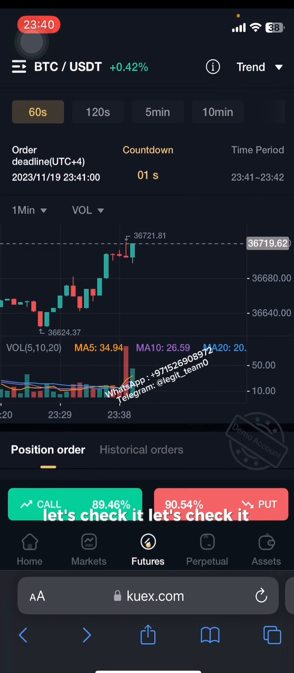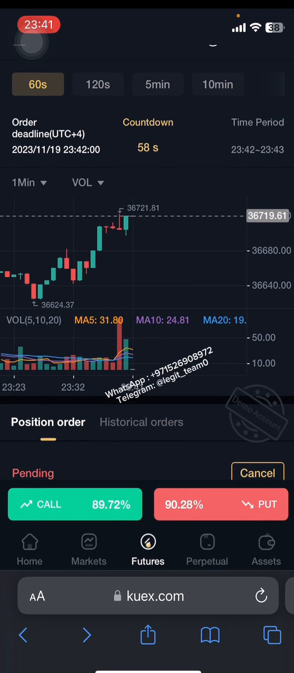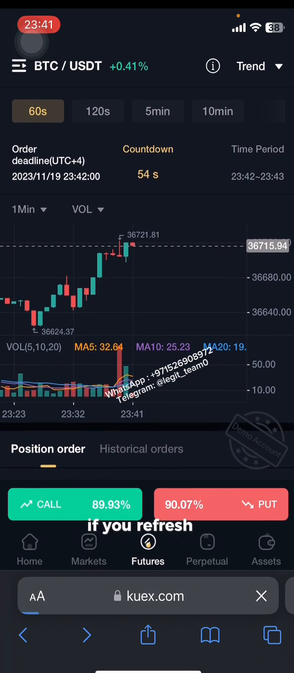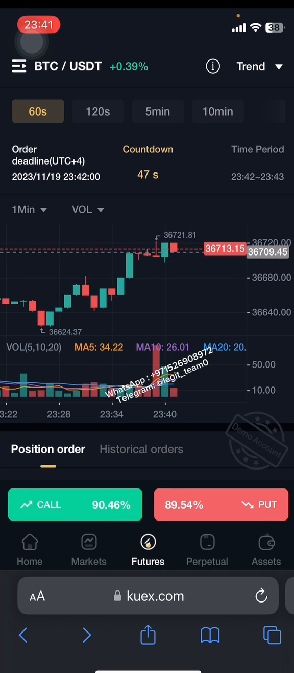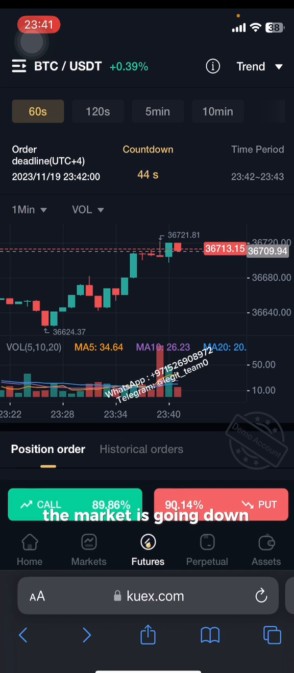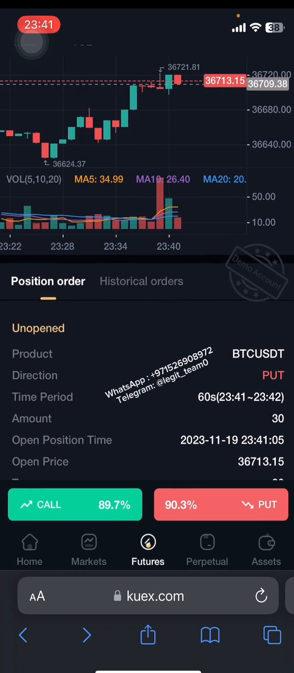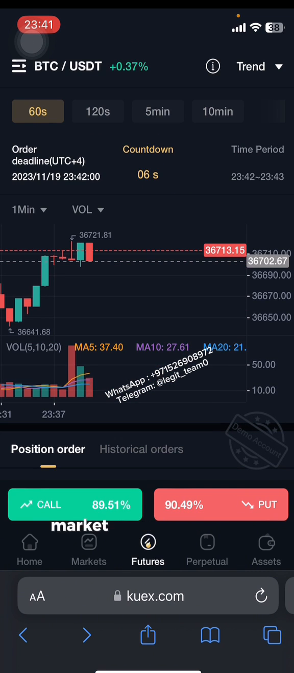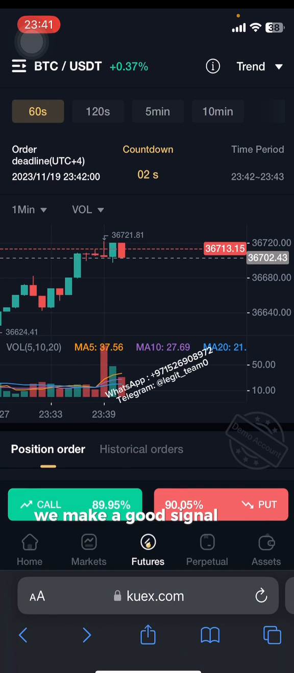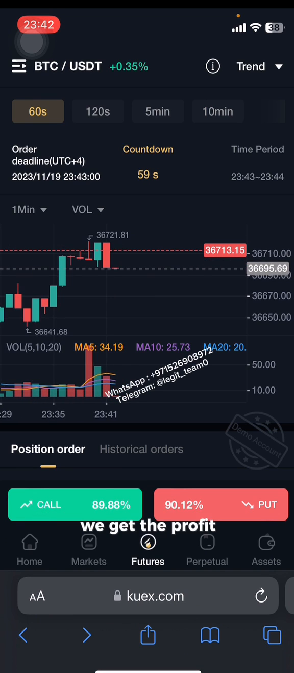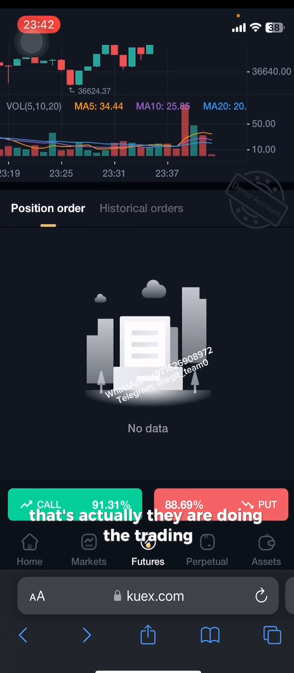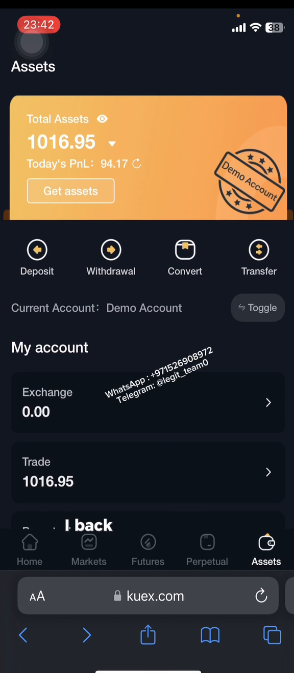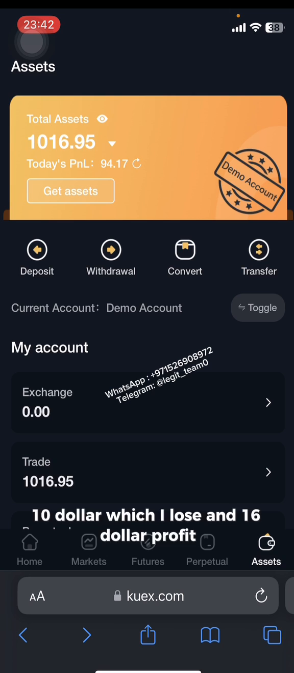So let's check it, only 5 seconds. If you refresh it, you will see that our trade is already in market. So the market is going down, we're waiting for like 41 seconds. Candle down, so market is going down, so we made a good signal now, and look, we get the profit. Done, our trade is finished. They have made a profit of $26, right? So that's how they are doing the trading. When I put 30, I got back my $10 which I lost and $16 profit. So that's how you're gonna do the trade.